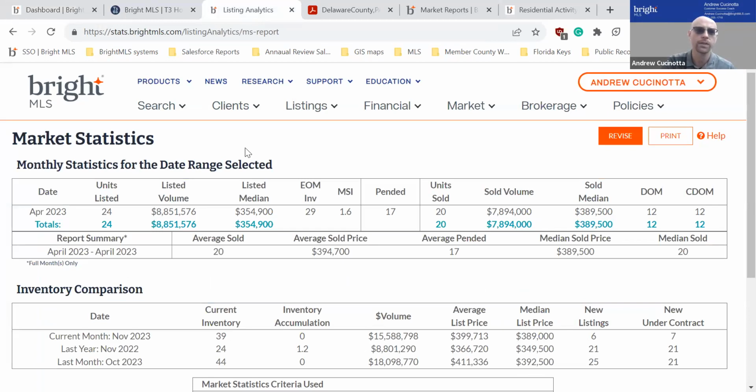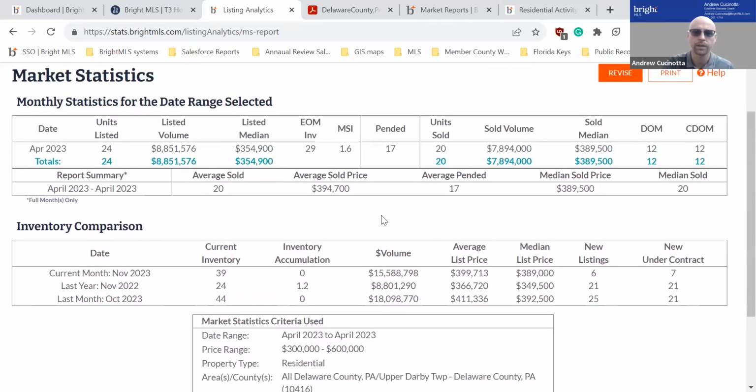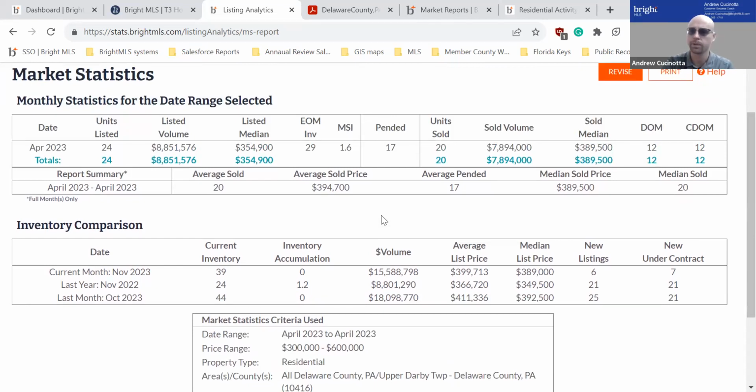Next is going to be market statistics report. Okay, a lot of solid high level overview information such as total number of units listed, total volume, median sale price, end of month inventory, month supply inventory, total number of pended units, units sold. A lot of solid information in here. It's just going to help give you an idea about what's been going on in the market.